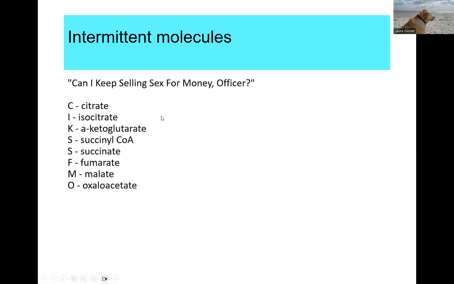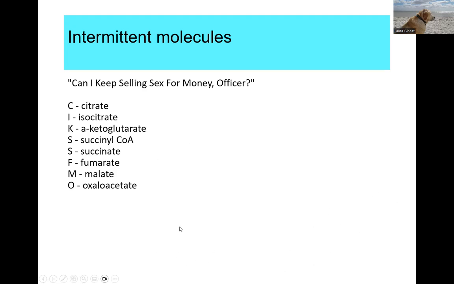In this cycle, we had these intermediate molecules. And the mnemonic I found that helps me keep this in order is, can I keep selling sex for money, officer? Now, you still have to know what each letter stands for, but it keeps them in sequence so you don't get them confused.